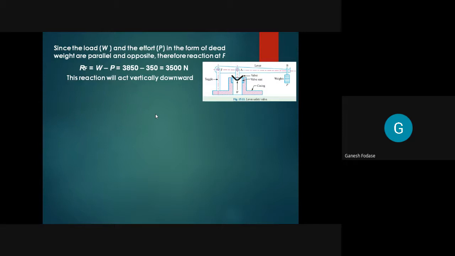Why vertical downward? Tell me. Anyone now? Sir, weight is applied downward. P. So what then? Reaction at F we are saying. This reaction also downward. Why? It's simply summation of Fy only, but why is it downward? Sir, the force is downward. Weight P. So F will be down, F also downward. Yes, sir. That's why F is downward.